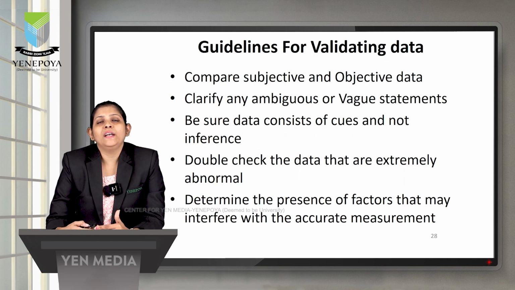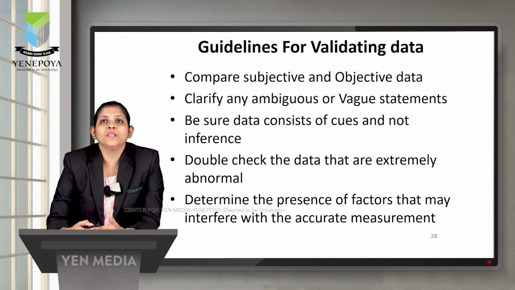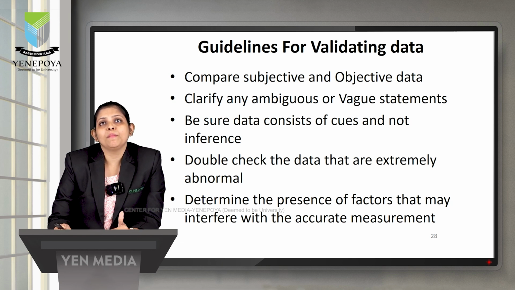Next, coming to the guidelines for validating data. Always compare the objective and subjective data. It should match. If the patient is having pain, you should mention the pain score. Always avoid ambiguous or vague statements. If there is any confusing statement, it needs to be clarified. Be sure that data consists of cues, not inferences. We have to write in terms of signs and symptoms, not as an interpretation or inference. Always double check data that are extremely abnormal. If the pulse rate is very high or very low, or if the BP is very high, double check it, or ask another person to check.